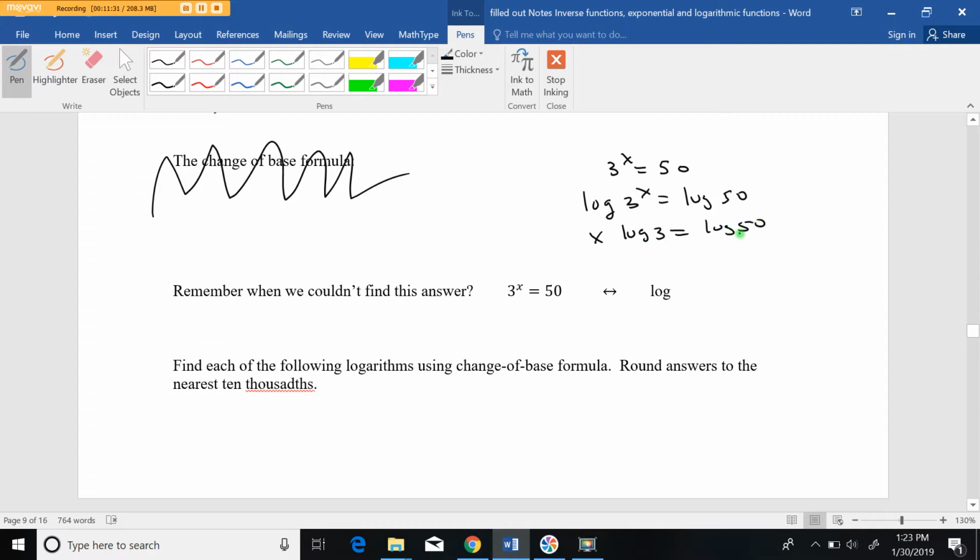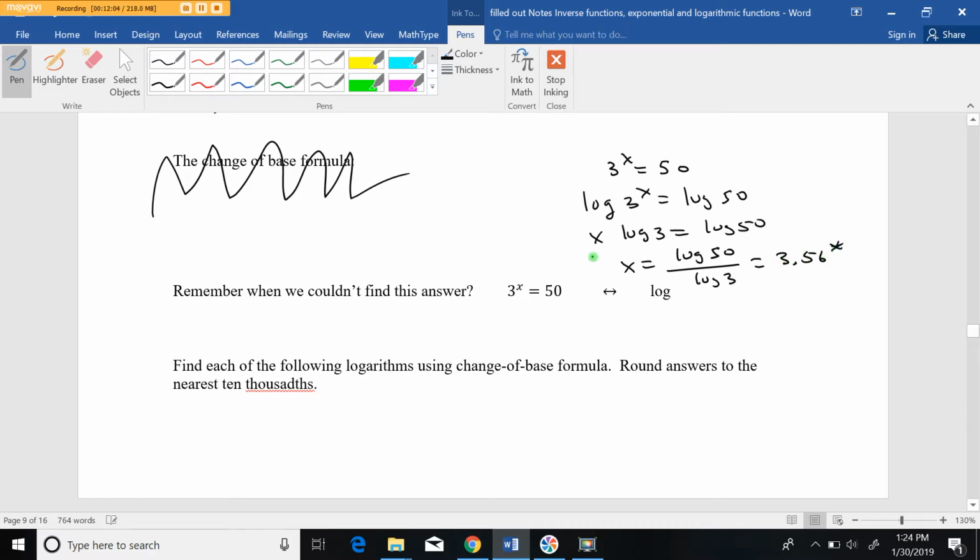Now, log 3 and log 50, these are numbers that our calculator can calculate for us. So x is going to equal log 50 over log 3, and I'm just going to grab my calculator and get a numerical value. If I remember right, we guessed around 3.4 or something like that, but let's see what we get. So we're just going to take log 50, divide by log 3. I get 3.56 out of that for x.